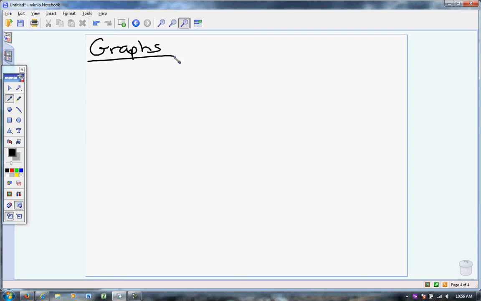Graphs. Here's what I want to do. I want to look at two functions, e to the x and the natural log of x. Okay? So if we want to do that, there's several ways that we could do it. We could just go ahead and graph them and look at it that way. But I want to start by looking at the table.